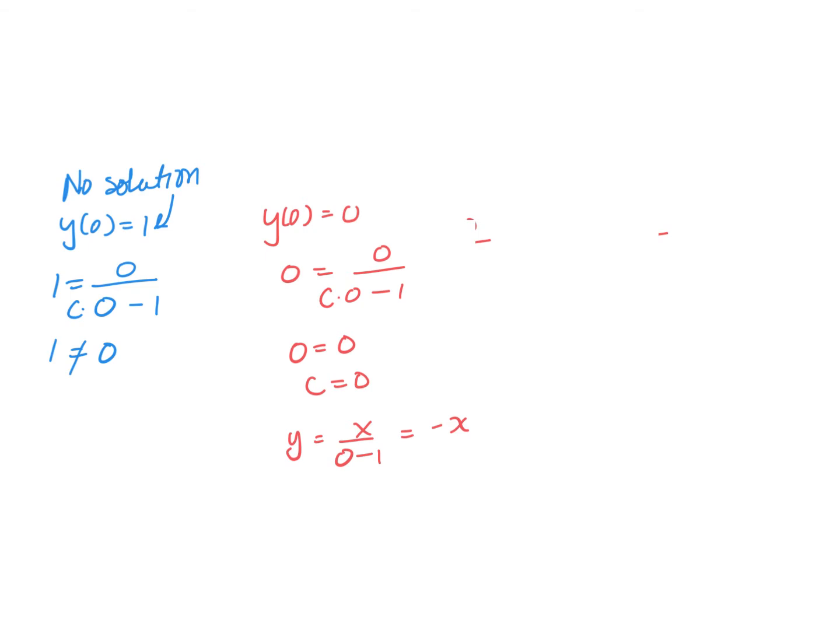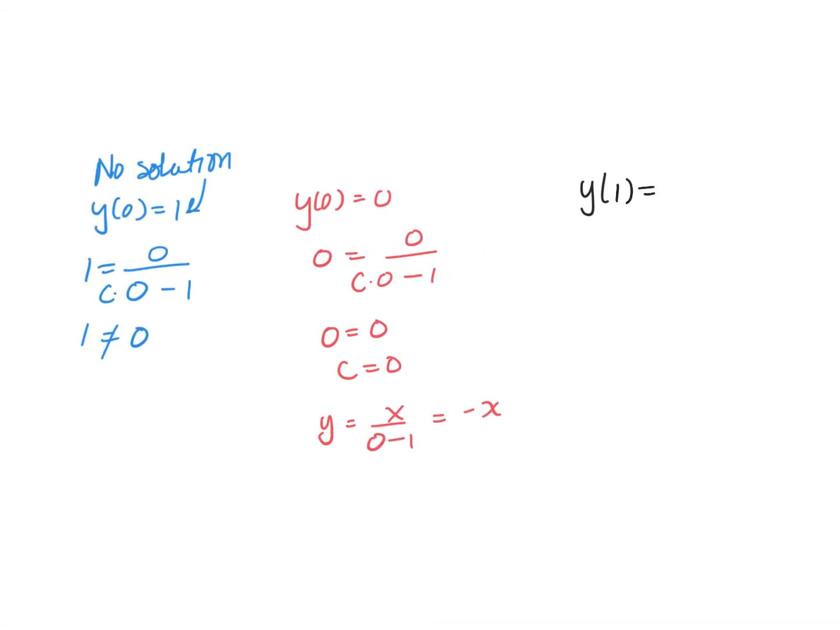My third and final initial condition was y of 1 is equal to 1. Let me go back over here. When y equals 1 and x is equal to 1, I have 1 is equal to 1 over c multiplied by 1 minus 1. When I solve for this, I get c is equal to 2, so I have y is equal to x over 2x minus 1. This initial value has a solution.